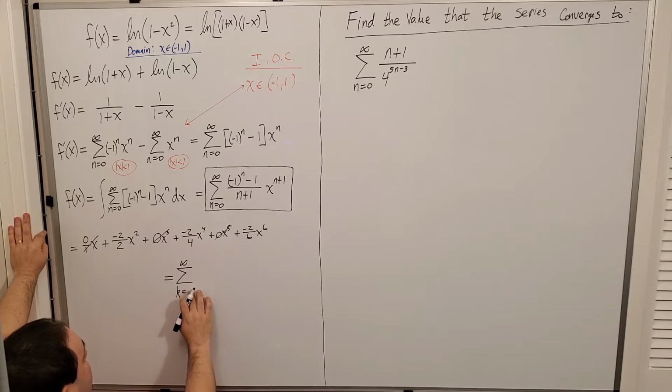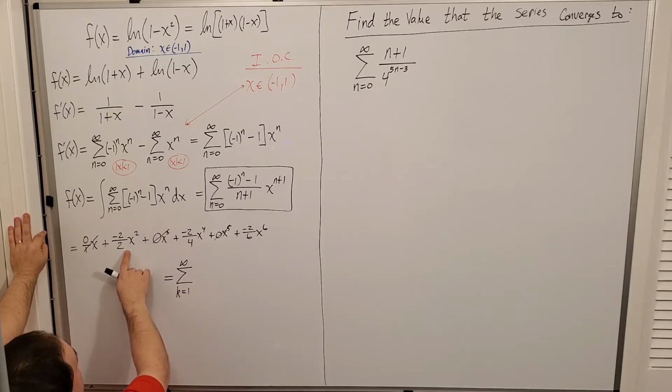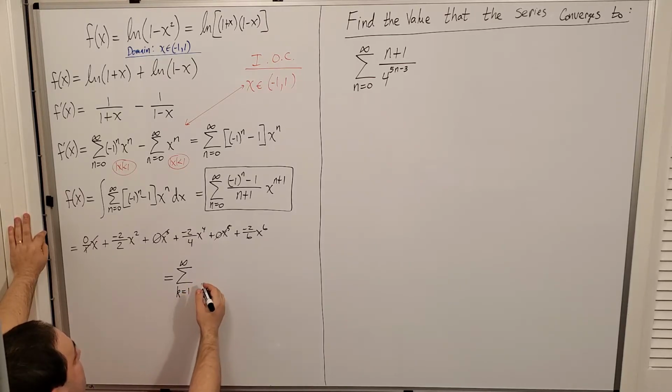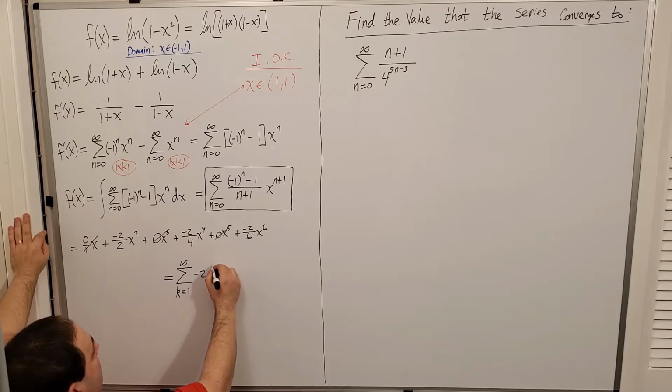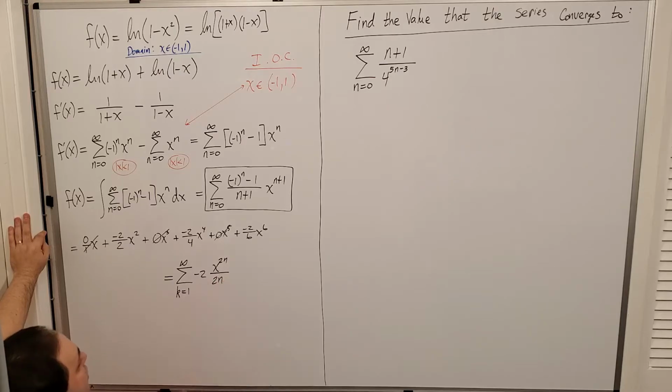I'm sorry, not to 1, right? Because this will be my n equals 1 term. You'll see what I mean. Where it's -2, because each one of them has that, times x to the 2n over 2n. Okay, so think about that.